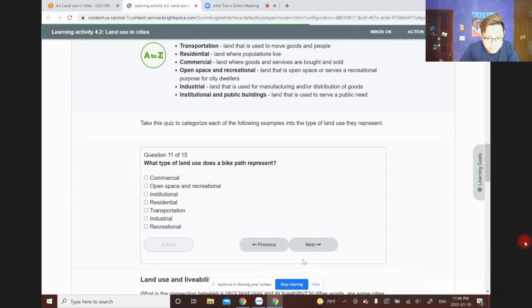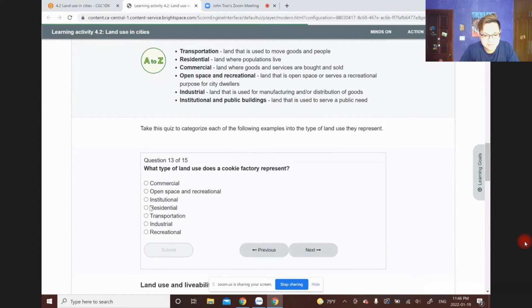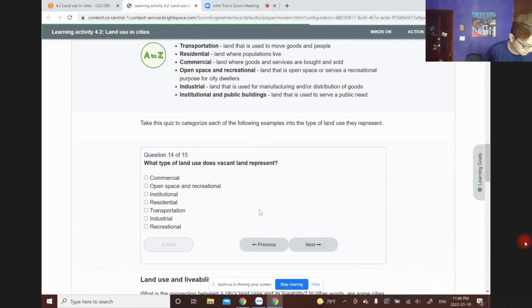What type of land does a bike path represent? It's true. What type of land does a cookie factory represent? What type of land does a vacant land represent?